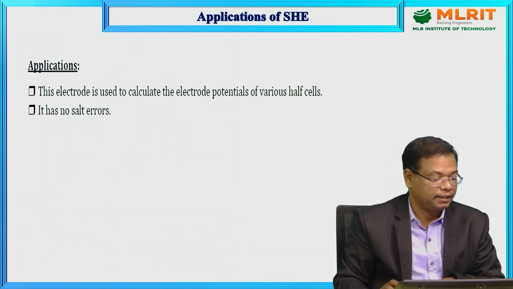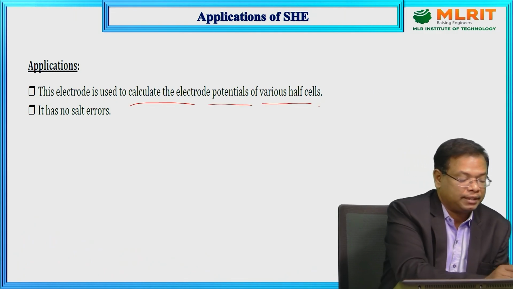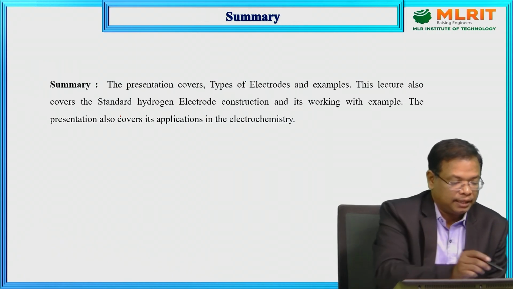Applications of the SHE. This electrode is used to calculate the electrode potential of various half cells, and it has no salt errors.